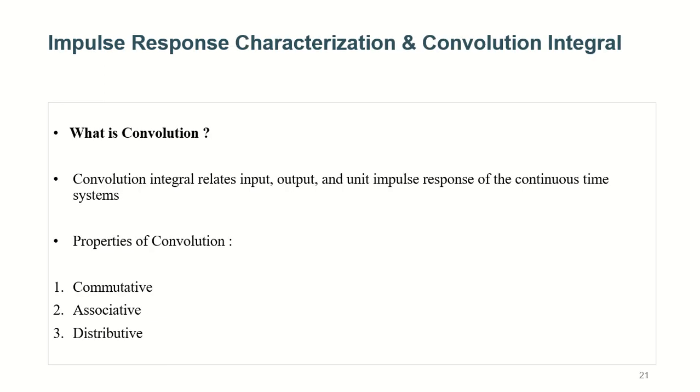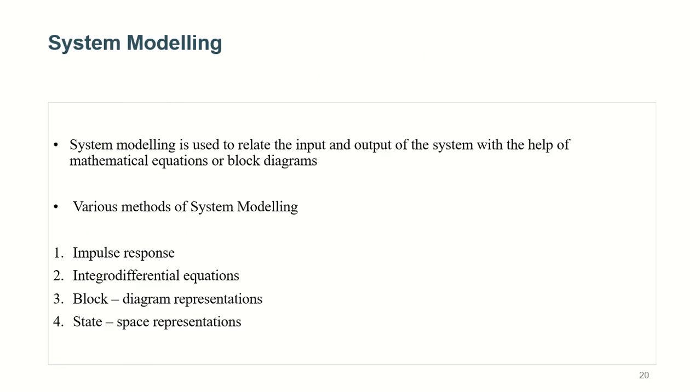Now moving to the next slide. Coming to this system modeling. So you must have a question now, what is system modeling, right? System modeling is used to relate input and output of the system with the help of mathematical equations or block diagrams or state space representations, right? You can use any medium which is possible in the signal system domains.